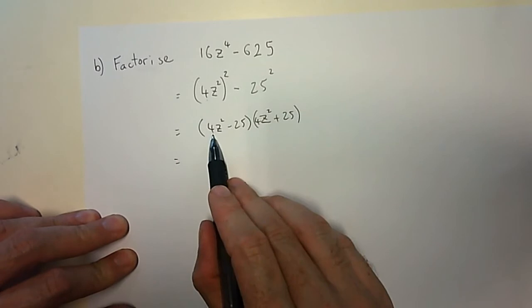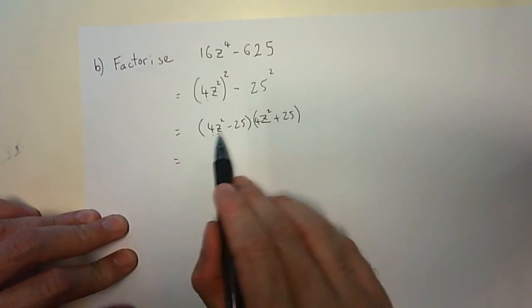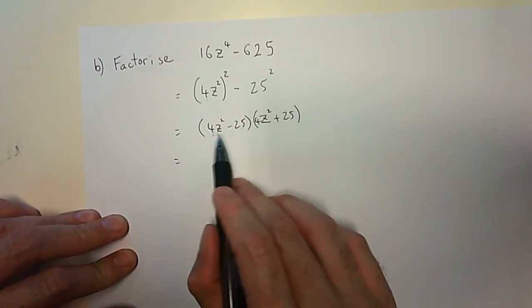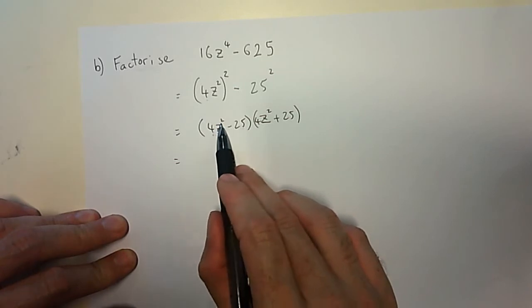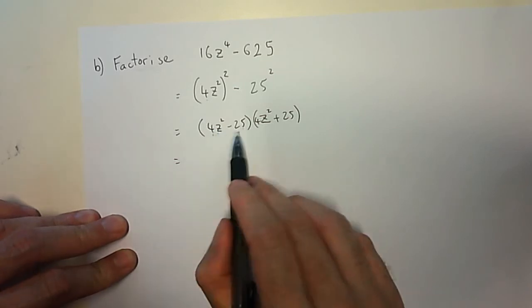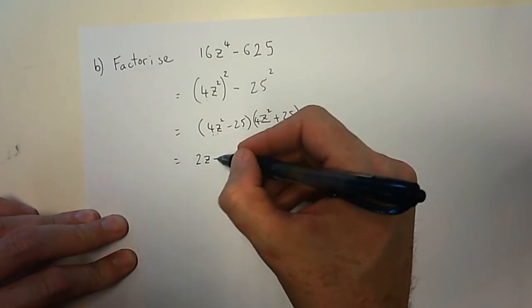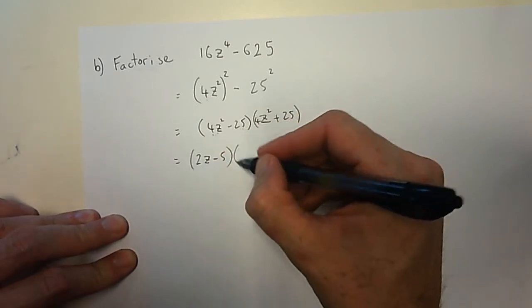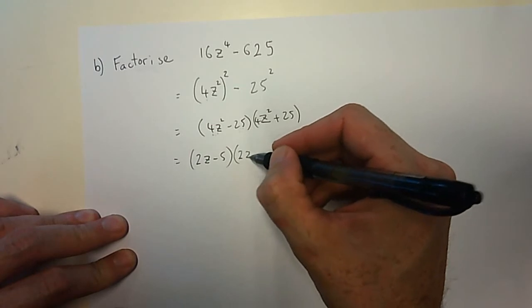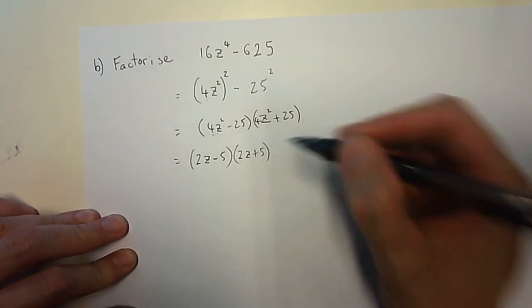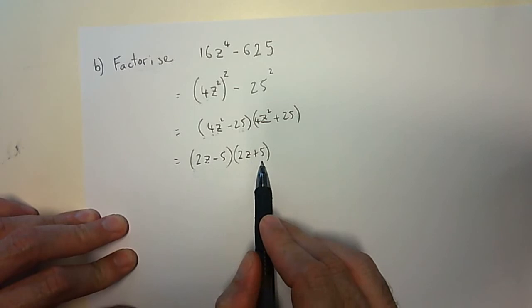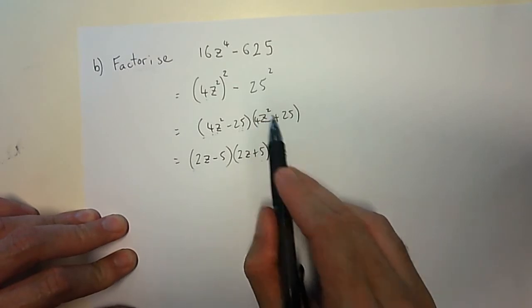Now again, I can rewrite this first part in terms of the difference of 2 squares again. That's the same as (2z) in brackets squared, take away 5 squared. So I'm going to rewrite that part as 2z take away 5, multiplied by 2z plus 5. So I'll factorize this here. Now I've got 4z squared plus 25.